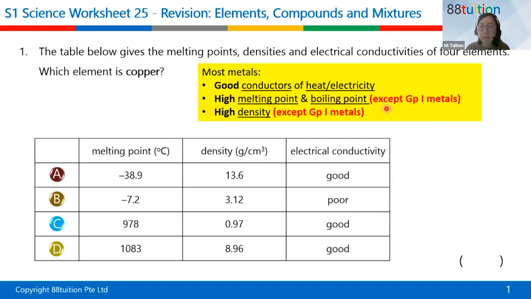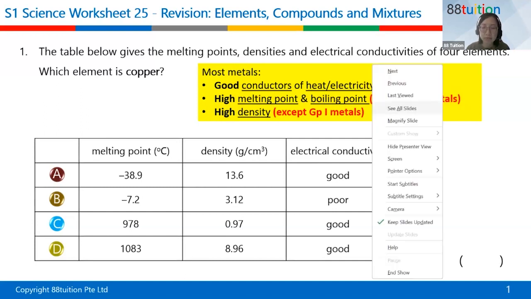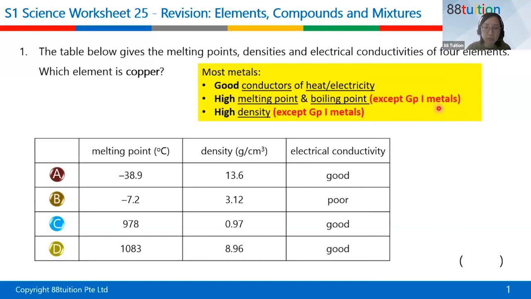Except for group 1 metals. Group 1 metals are the special cases. So group 1 will be lithium, sodium, potassium. Lithium, sodium, potassium are the special cases. They have low melting, low boiling point. So group 1 metal, special case. Then most metals have high density.